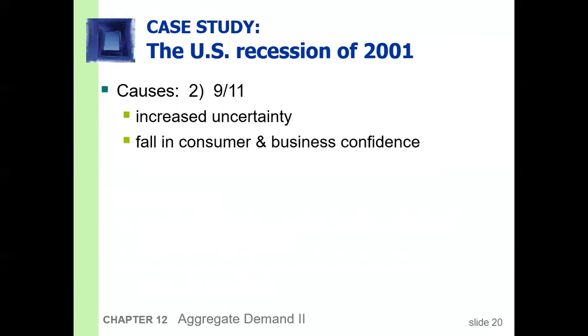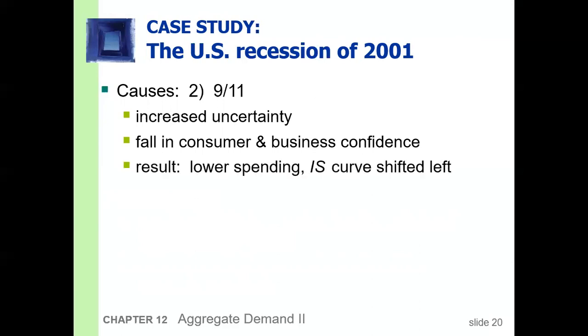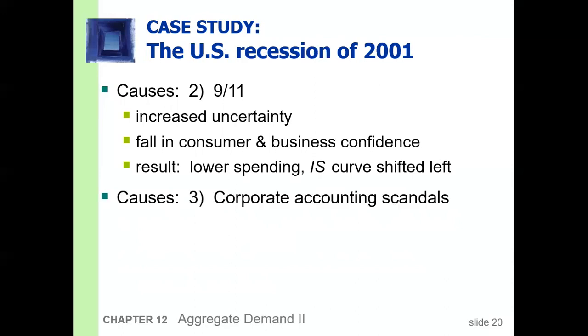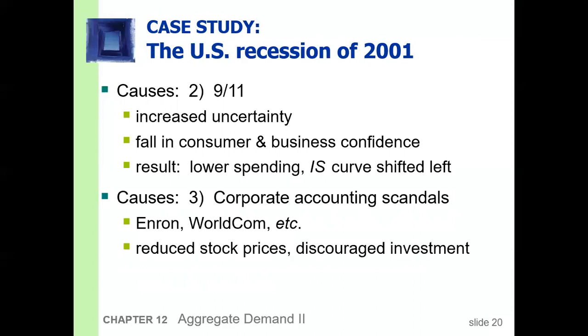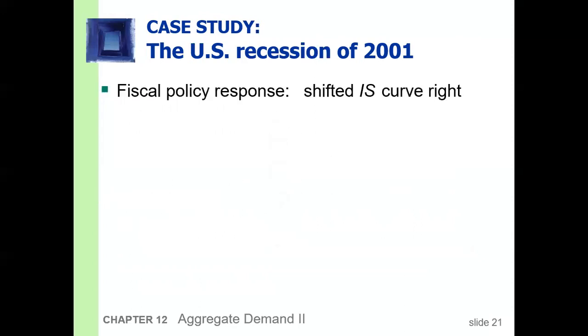Another cause is the 11th of September terrorist attacks. This increased the uncertainty in markets and caused a fall in consumer and business confidence, so it resulted in lower spending and the IS curve shifted to the left. The third reason is the corporate accounting scandals in late 2000, like Enron and WorldCom and others, which also reduced stock prices, discouraged investment, and so on.